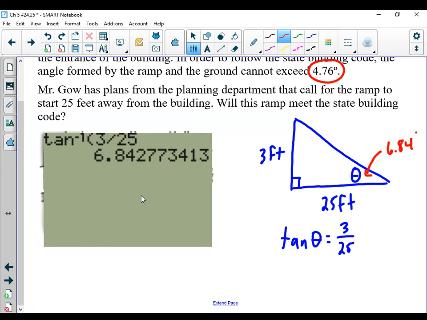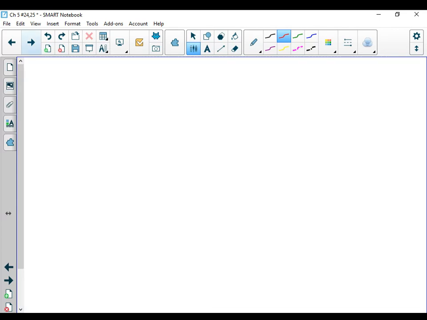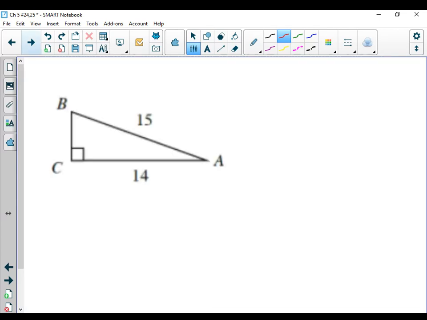So anytime I'm missing an angle, I can still use my ratios, but I'm going to do the inverse of those ratios to find the angle measure. So let's say I had this picture, and I wanted to find the missing angles. I want to find out, well, what's the measure of A? What's the measure of B? And I looked at my picture, and all I have are two sides given to me. I don't have anything else other than that it's a right triangle.